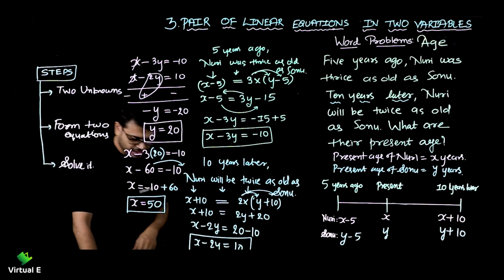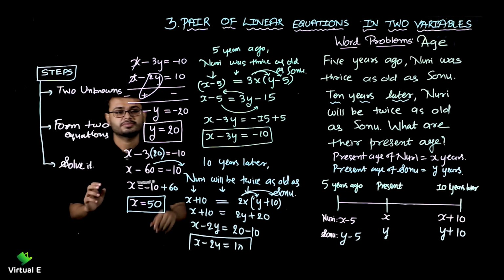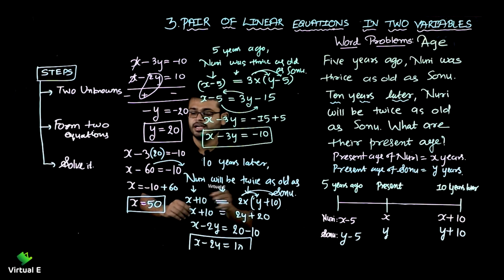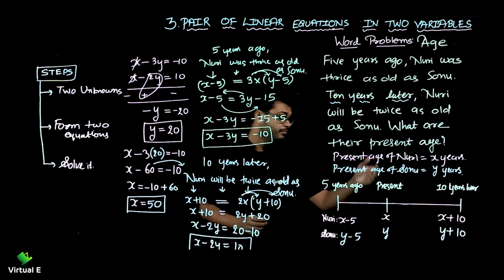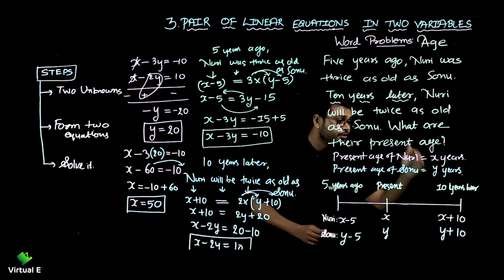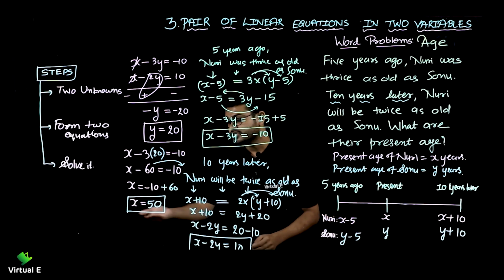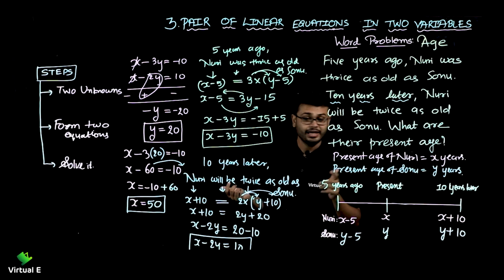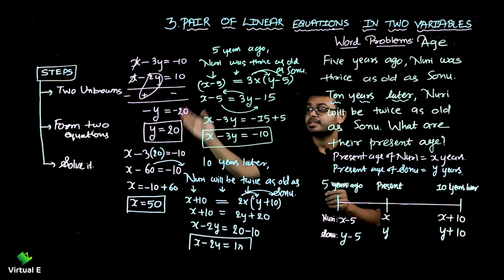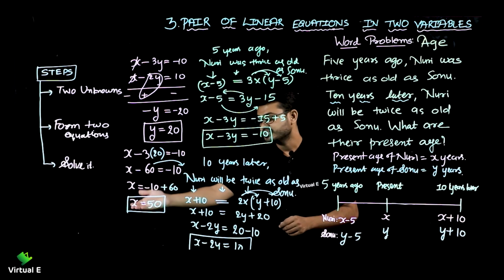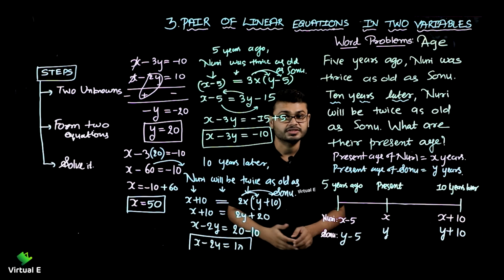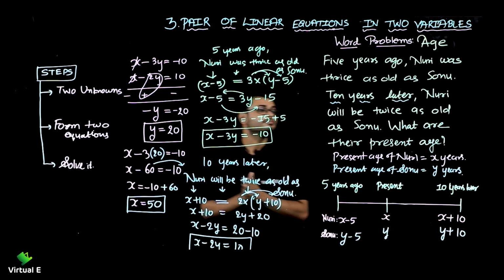So I have calculated the two unknowns, x and y. What I assumed as x is the present age of Nuri. So Nuri's present age is 50 years. And what is y? Present age of Sonu. So present age of Sonu is y, 20 years, and present age of Nuri is 50 years. Let's recall these steps one more time, right?